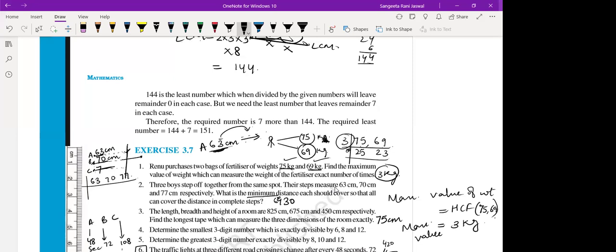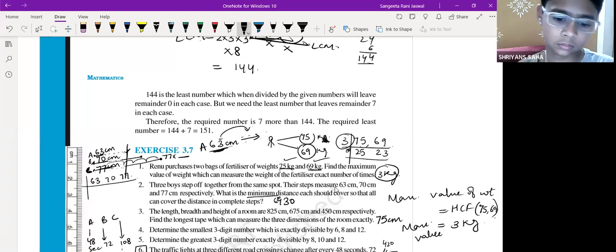Same way for C, the person with a step length of 77 centimeters, he will cover the distance in an exact number of steps. That means in one step, two steps, three steps. So he's covering in some multiple of 77 only, no? Is it? Yes, ma'am. Are you understanding?